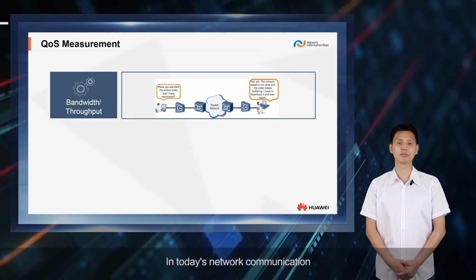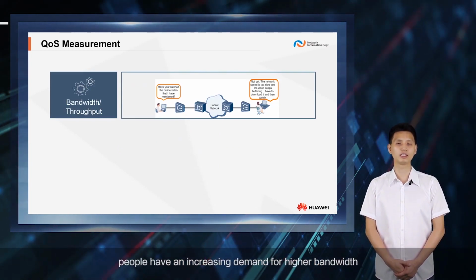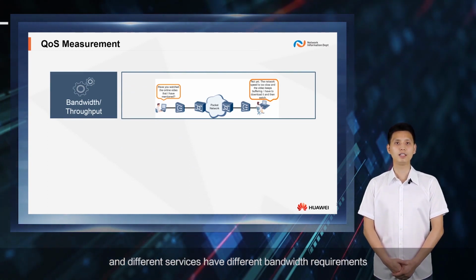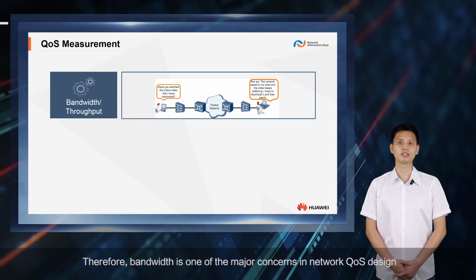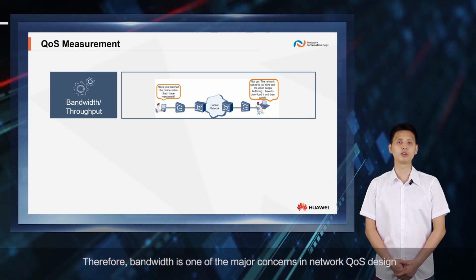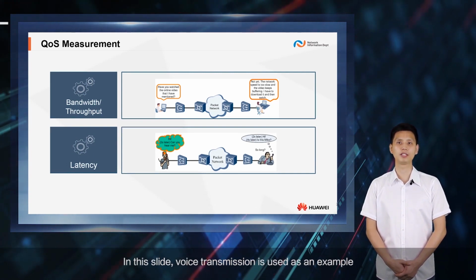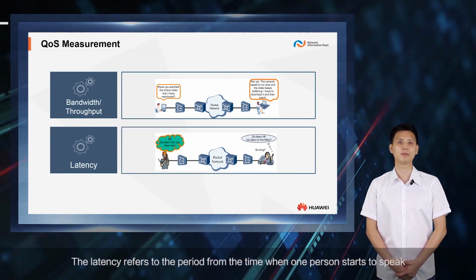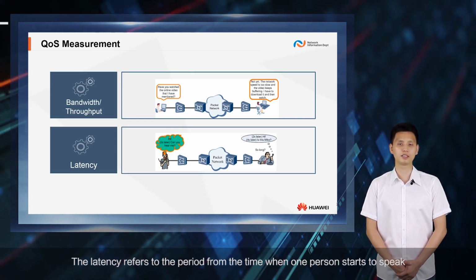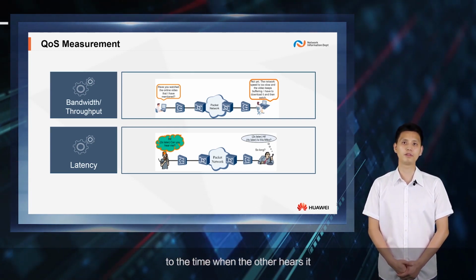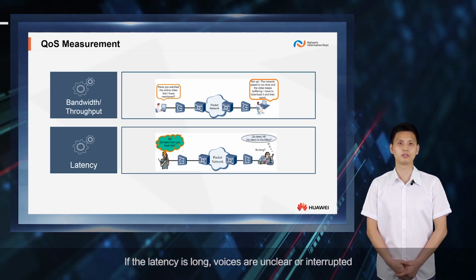In today's network communication, people have an increasing demand for higher bandwidth, and different services have different bandwidth requirements. Therefore, bandwidth is one of the major concerns in network QoS design. In this slide, voice transmission is used as an example. The latency refers to the period from the time when one person starts to speak to the time when the other hears it. If the latency is long, voices are unclear or interrupted.